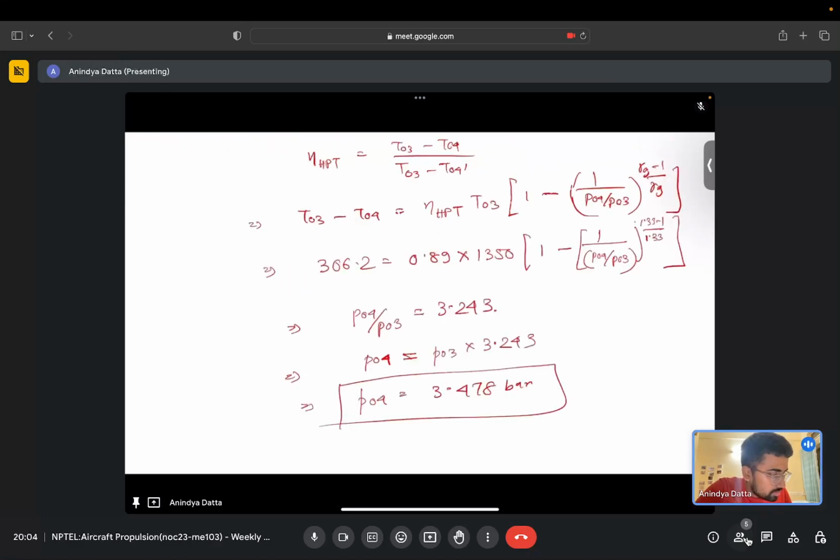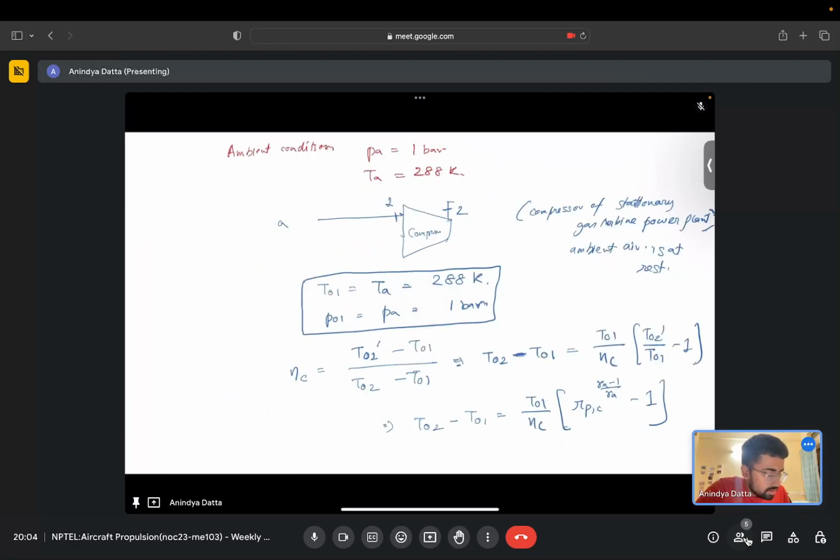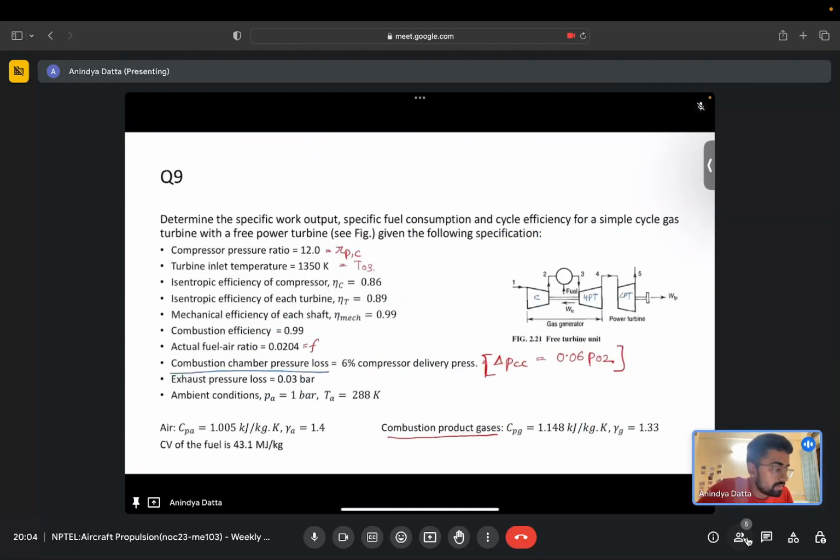Okay, so if we now go here, note that from the power turbine, or the low pressure turbine, from state point 5, the gas is exhausted to the ambient. It says that the exhaust pressure loss is 0.03 bar. This means that when the gases are exhausted from 5 into the ambient surroundings, there is a pressure loss of 0.03 bar.